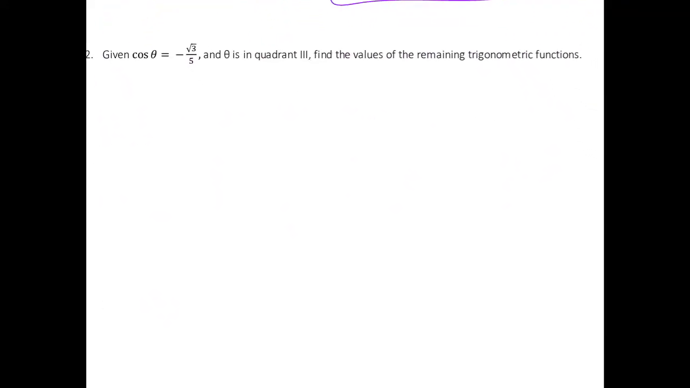All right, so for example 3, this time they're giving us cosine, and we know that theta is in quadrant 3. So again, if we draw out our all students, think critically, we're in quadrant 3. So tangent is positive here, which means that cotangent would be as well. So I might come down here and put my positive negatives in right away, just so I don't forget it.